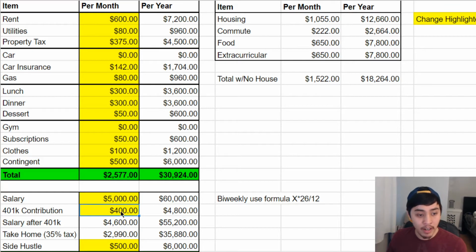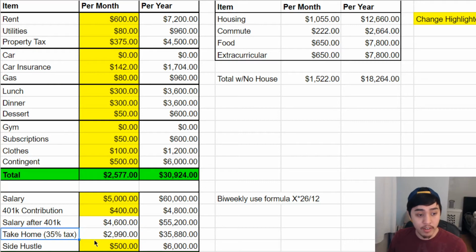This is all dependent on what you're trying to do with your money. I'll probably make another video on what you should do with excess money and the steps of where your money should go before you start investing it. So salary after 401k is salary minus 401k, so you get $4,600. And then take home, so this is the after-tax amount. You can punch in the number that you actually get on your check right here if you want to.